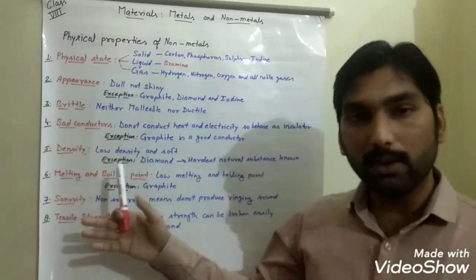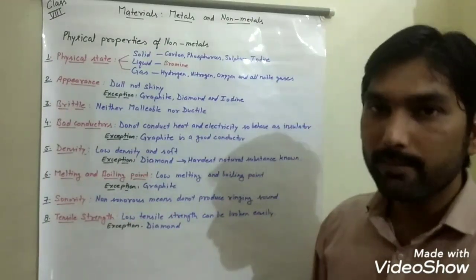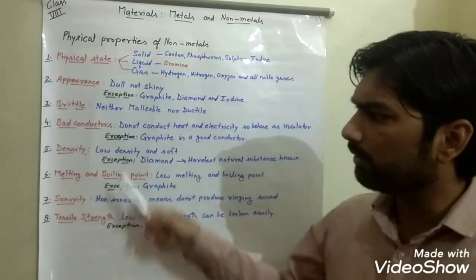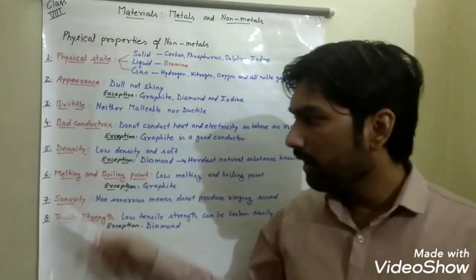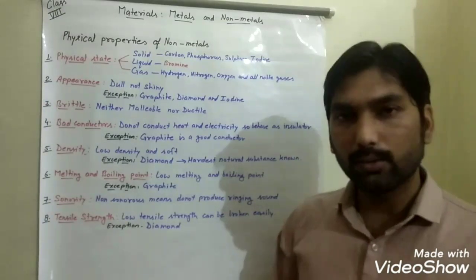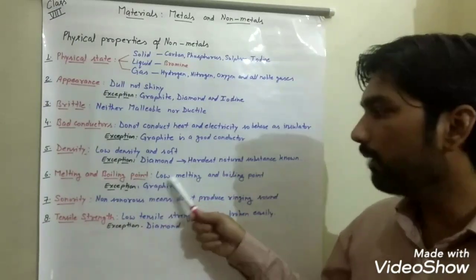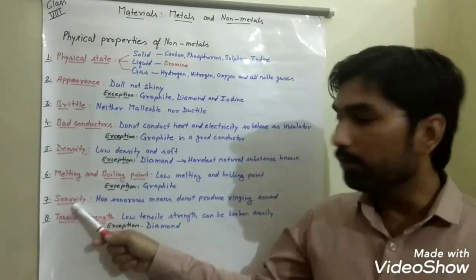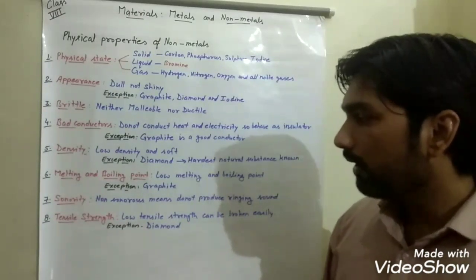When we discuss the density of metals and non-metals, all the metals possess very high density apart from sodium and potassium. But non-metals possess very low density, and that's why they are soft and brittle. Then melting and boiling point: since the metals are very dense in their structure, their melting and boiling point is very high. But in the case of non-metals, the melting and boiling point is very low apart from the non-metal graphite. Then sonorous property: all the metals are sonorous, but non-metals are non-sonorous.